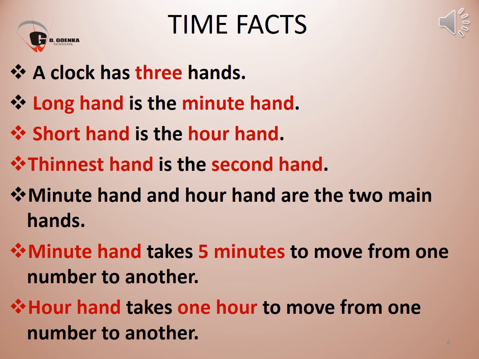A clock has three hands. Long hand is the minute hand, short hand is the hour hand, thinnest hand is the second hand. Minute hand and hour hand are the two main hands. Minute hand takes 5 minutes to move from one number to another. Hour hand takes 1 hour to move from one number to another.